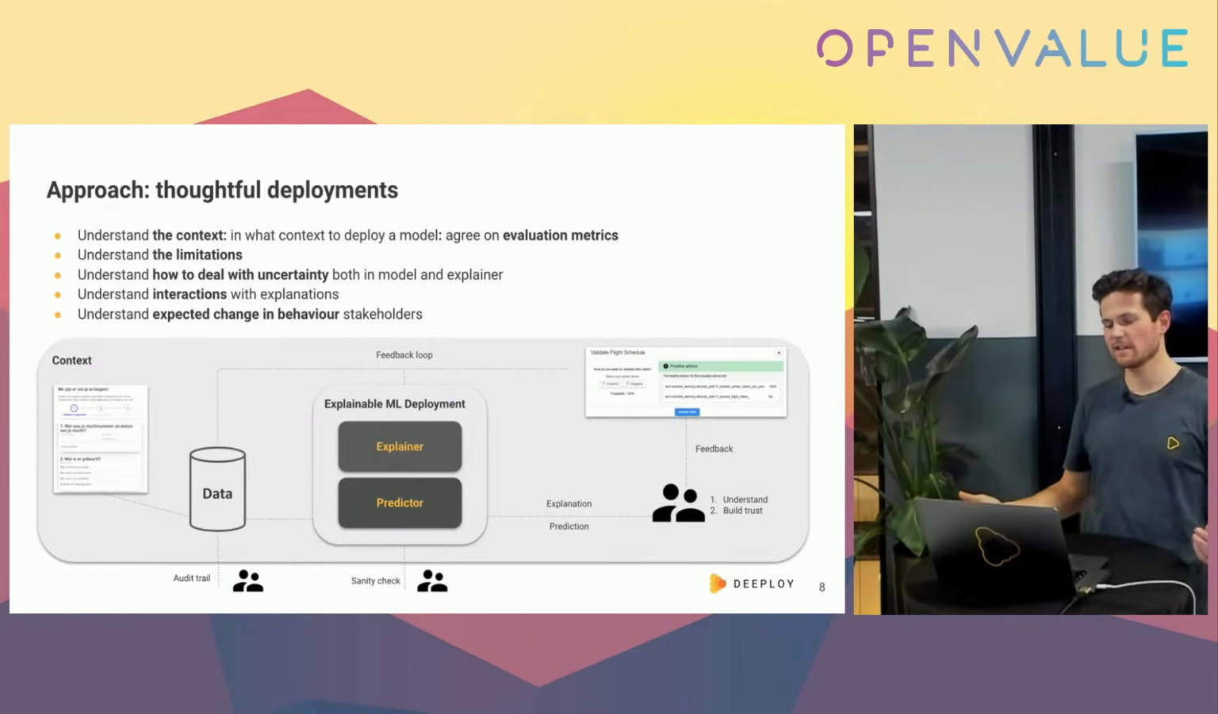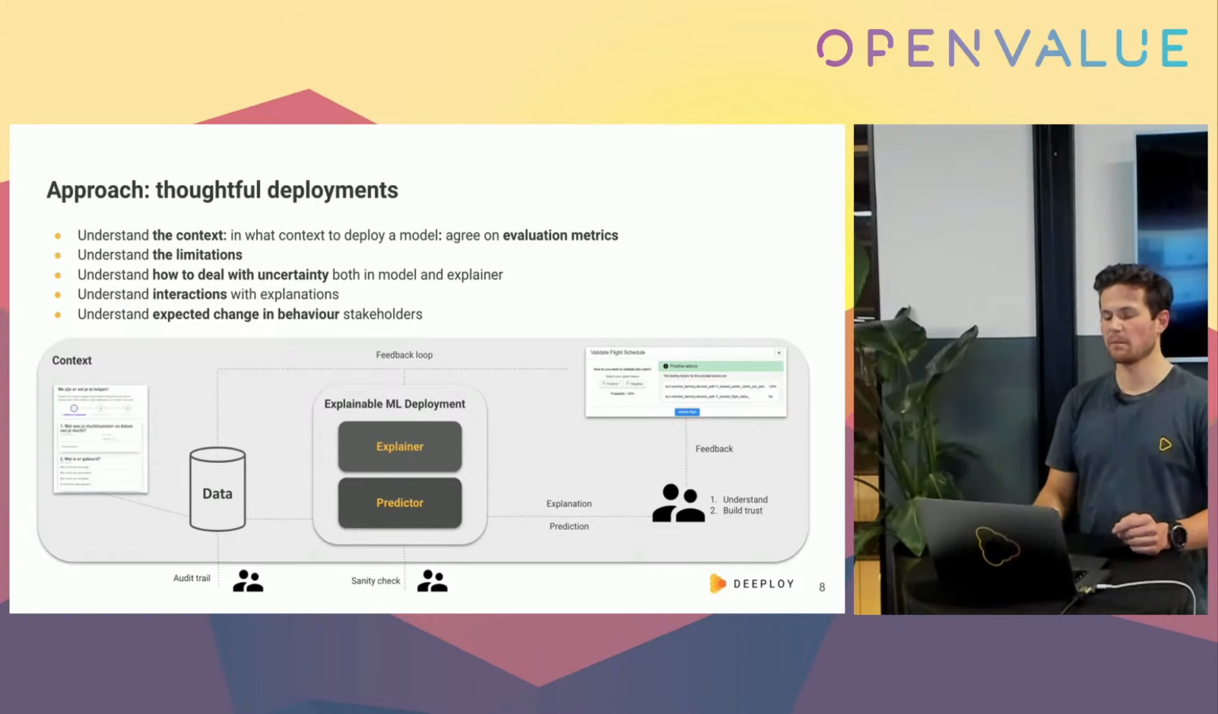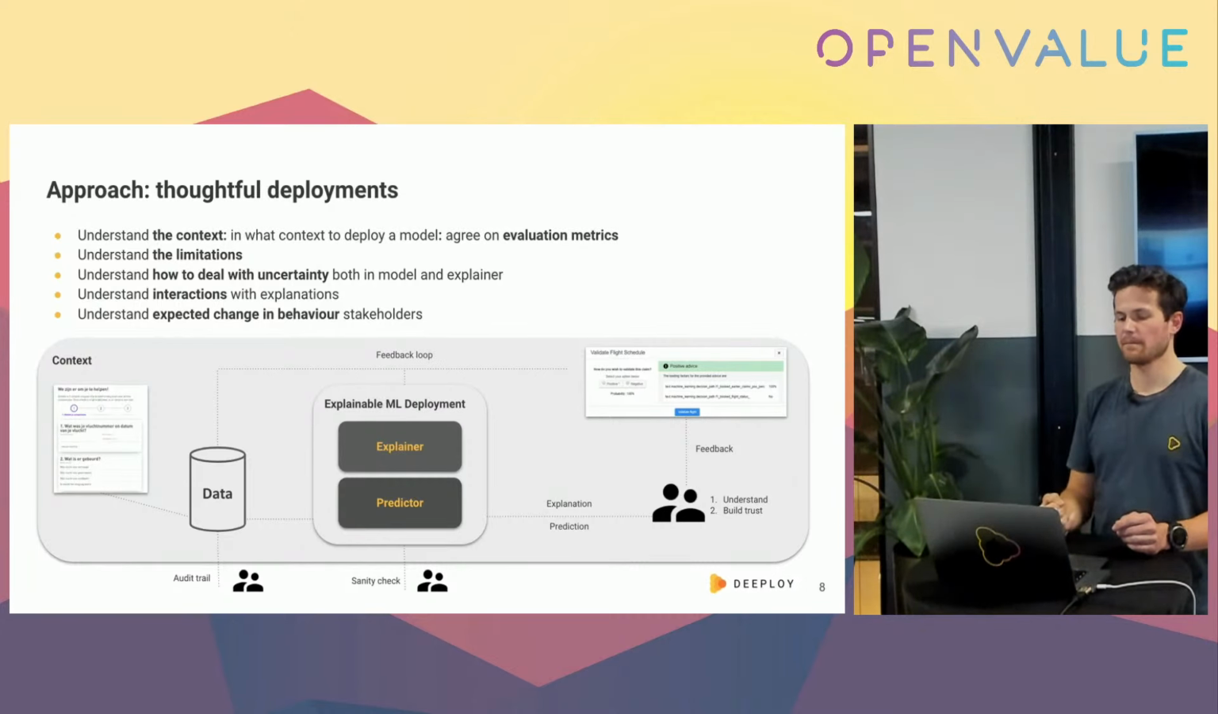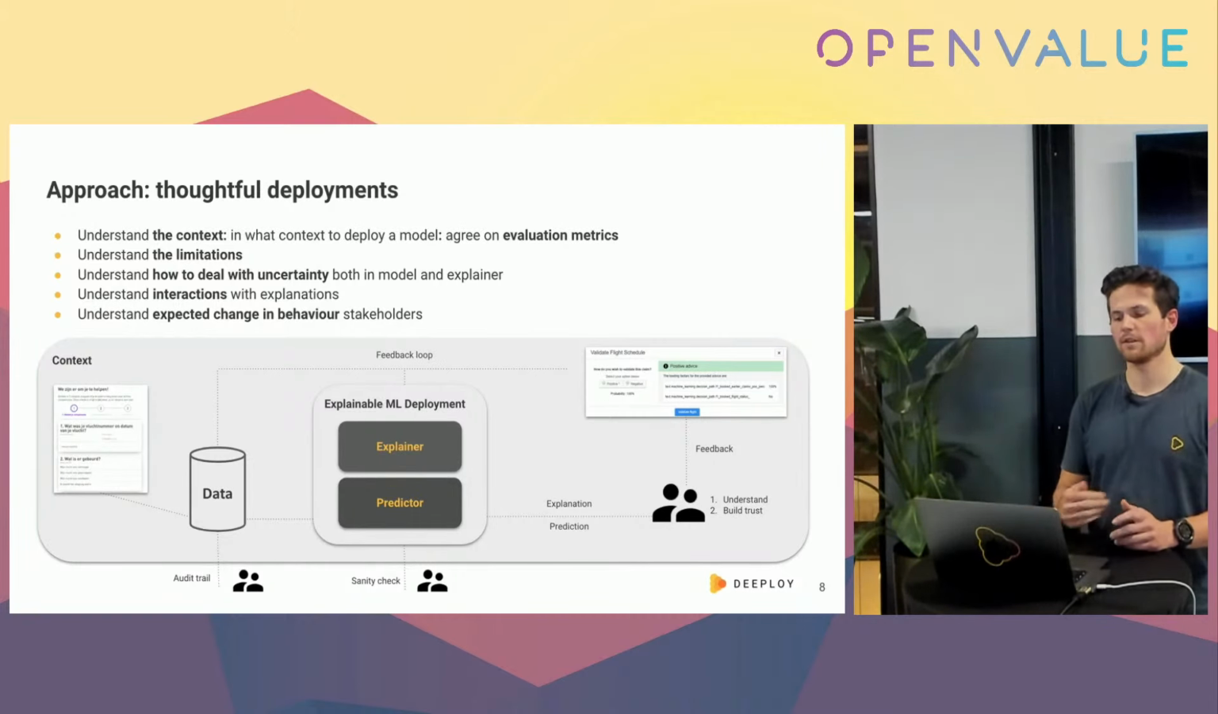So how to approach this then? What I would say is thoughtful deployment. If you're going to deploy machine learning, there are a lot of possibilities there, and there are also a lot of nice algorithms and libraries being developed. So why not just use them? But make sure to keep into account the following things that I list down here. Of course, the context is really, really important. So make sure to evaluate on the right metrics, understand the limitations.